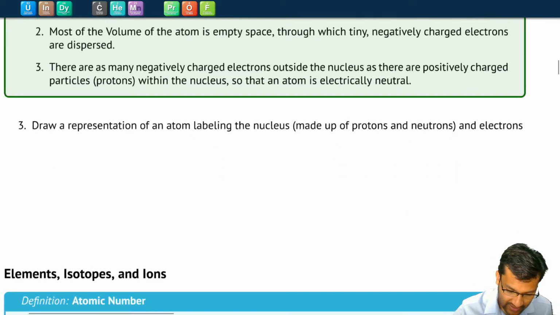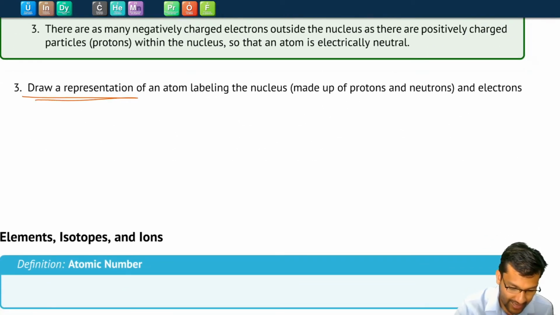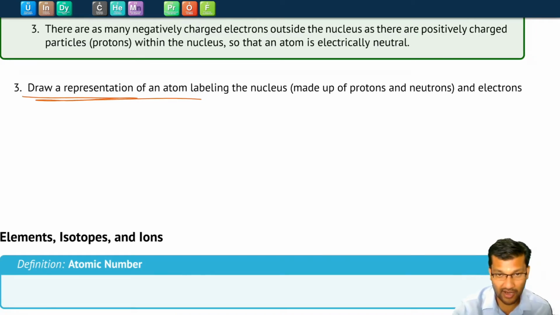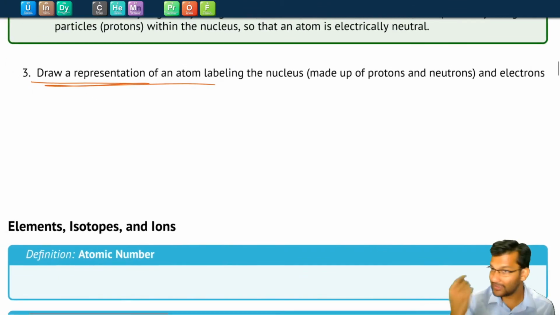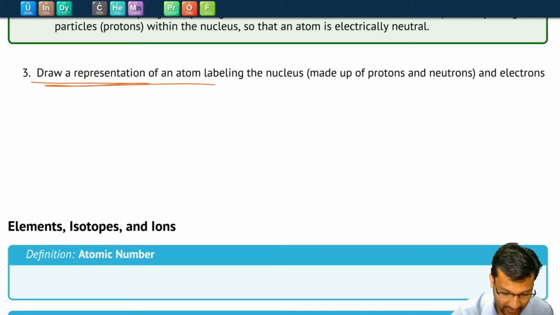So a simple representation of an atom, and this is again just a cartoon, because we can't see the structure of an atom the same way we can magnify the structure of a cell and see it through a microscope, for example. We can only infer its structure indirectly through various experiments.